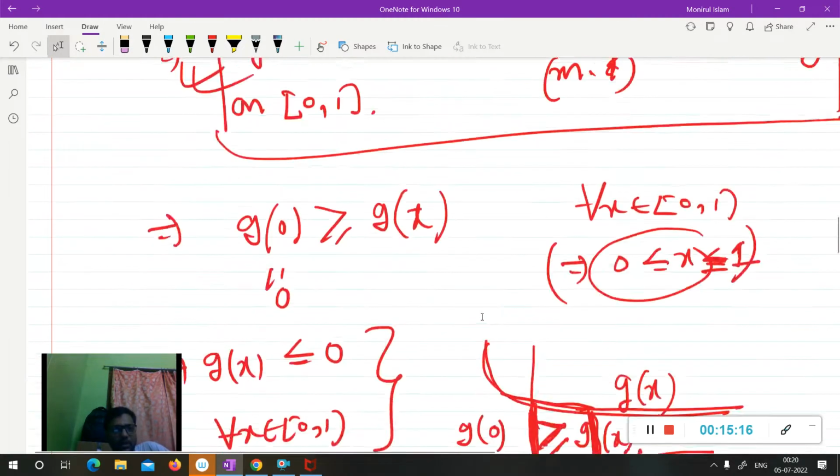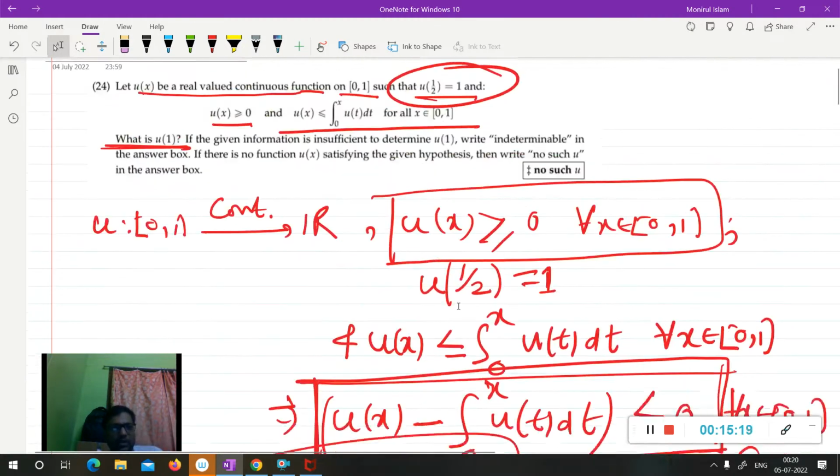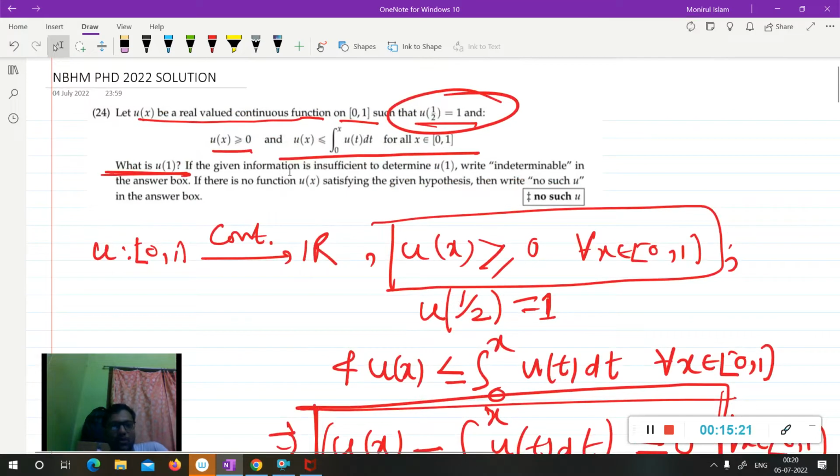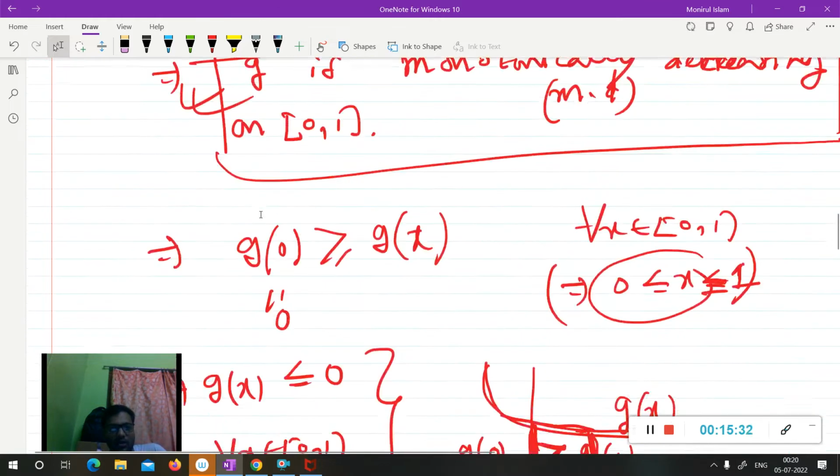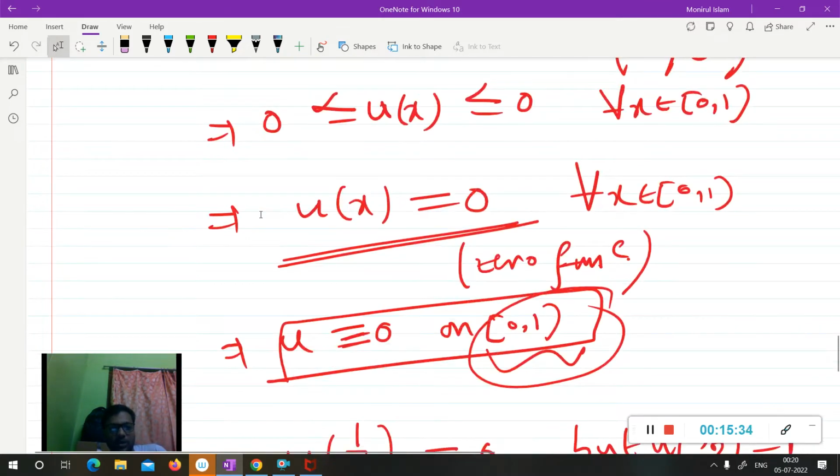Okay, the question asks for the value of u1 if the given function is sufficient to determine u, to find u1, or if it is an interval, then the answer is "no function exists." So in this question the answer will be no such function u. There is no such function u satisfying the given condition.